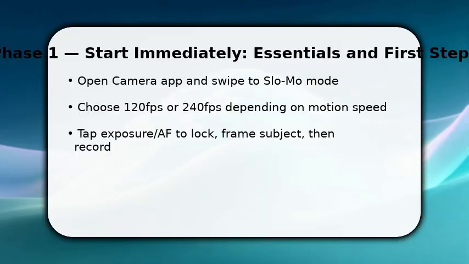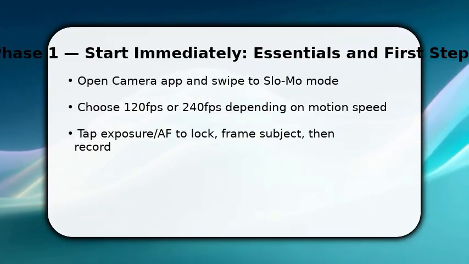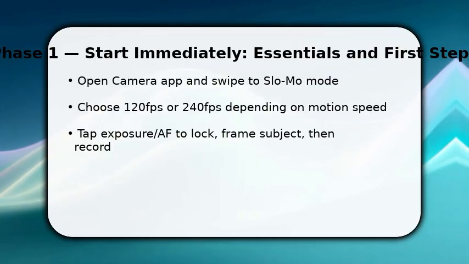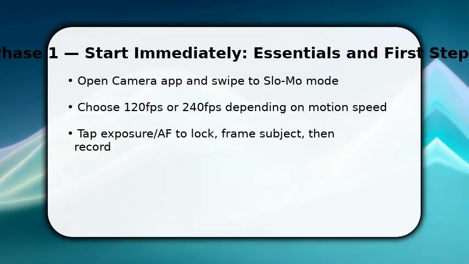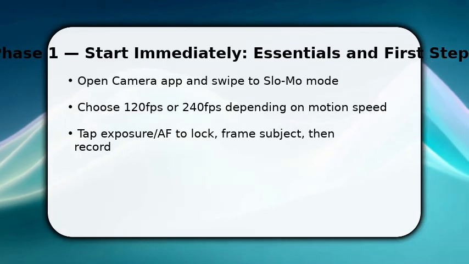You'll begin by opening the camera app and selecting slow-mo. That's where the phone records extra frames. Choose 120 FPS for moderate motion or 240 FPS for very fast action so you get usable slow down.